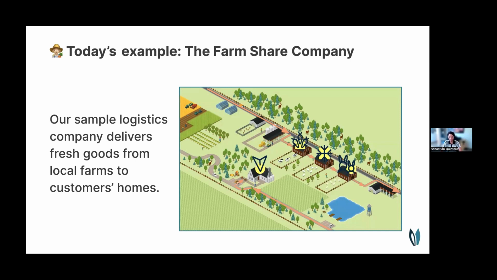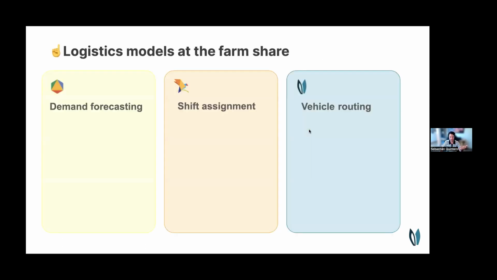Essentially, you have multiple places of pickup, different farms. You pick up produce, dairy products, and so forth, and you deliver to customer homes. There are different problems at FarmShare. You can have demand forecasting to estimate how many orders are coming in on a weekly basis. Then you can have a shift assignment problem, which we're going to focus on today. And when you decide the shifts you're going to assign your workers, you send them on to do deliveries with vehicle routing.